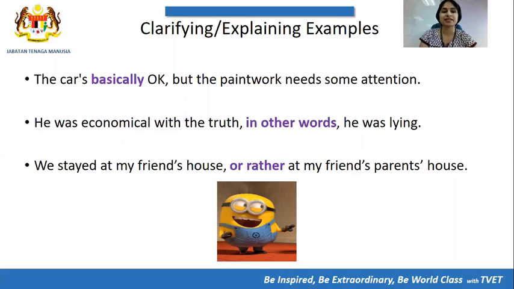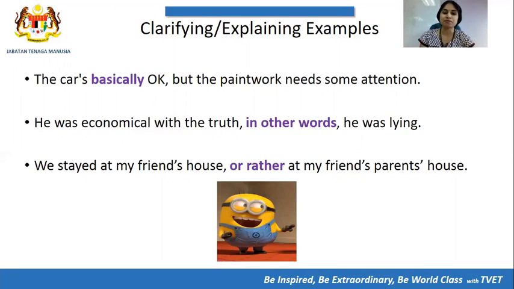Okay, let's look at the next sentence. He was economical with the truth. In other words, he was lying. Of course, when you start with a sentence like, he was economical with the truth, you'll be like, what? Economical with the truth? So that's why you have to clarify that by putting it in other words like, he was lying.